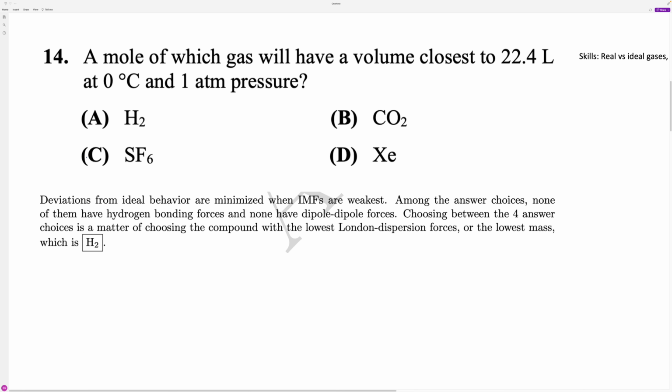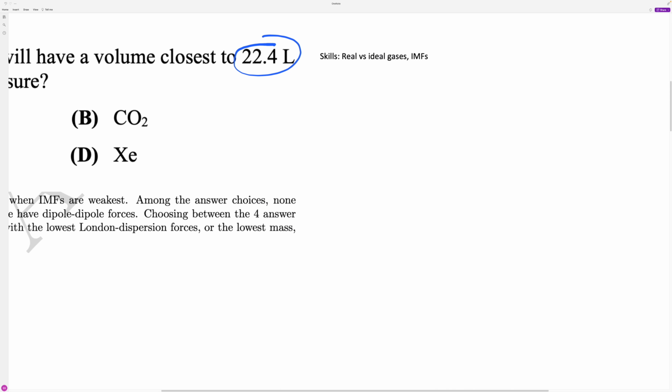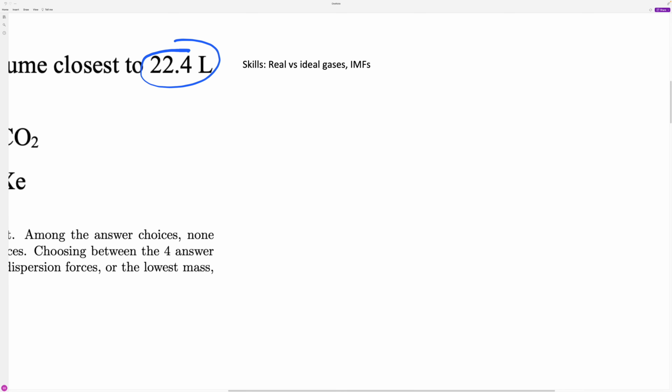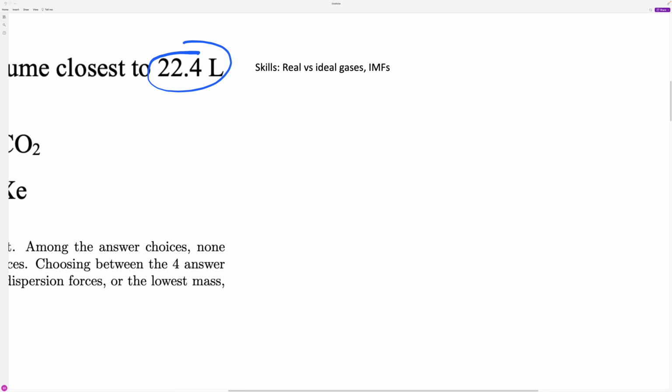Now question 14 is testing real and ideal gases as well as IMFs. So if you're more familiar with chemistry, you might know off the top of your head that 1 mole of ideal gas at STP conditions fills 22.4 liters, and that's what the question is asking. However, this comes from the ideal gas law, so I'm just going to show it real quick, and you'll see what the point of that is.